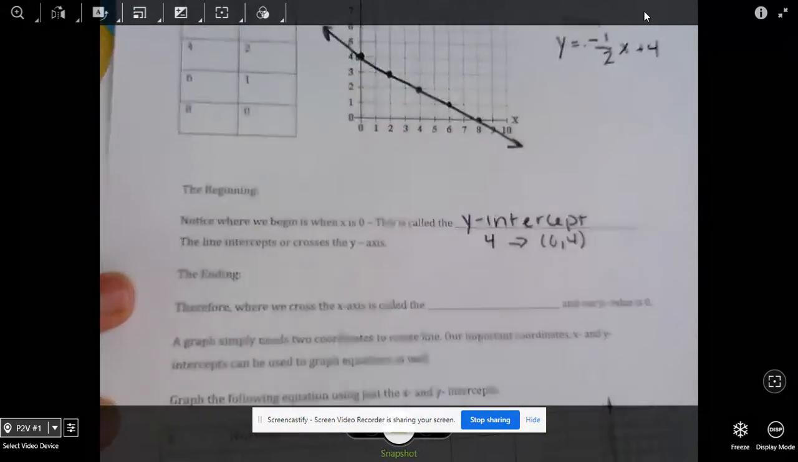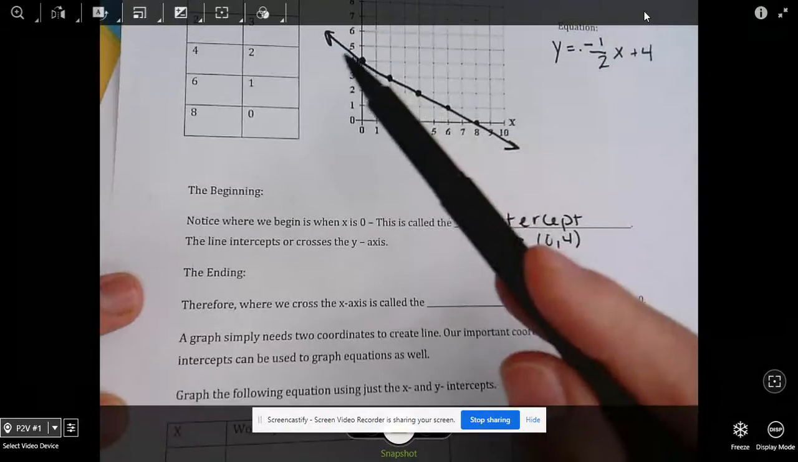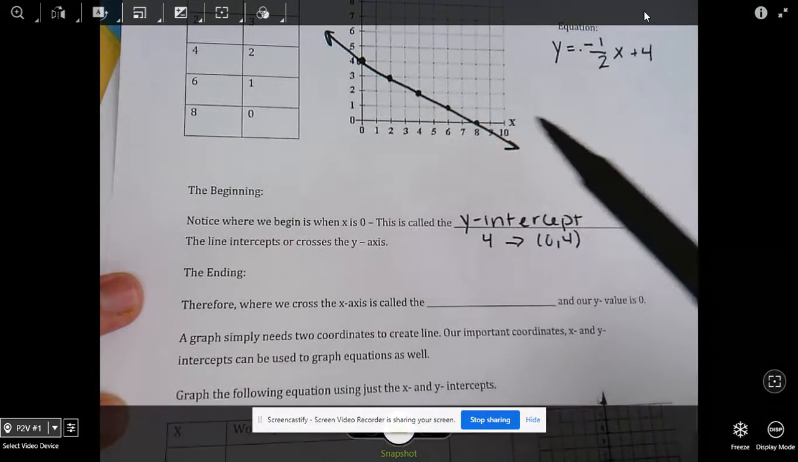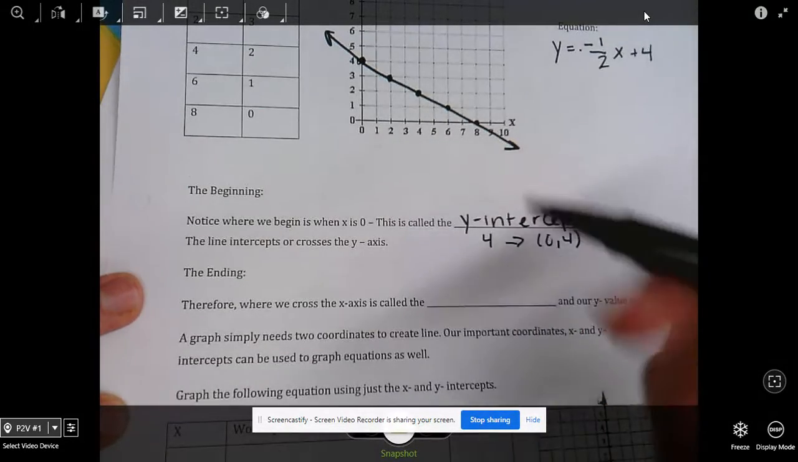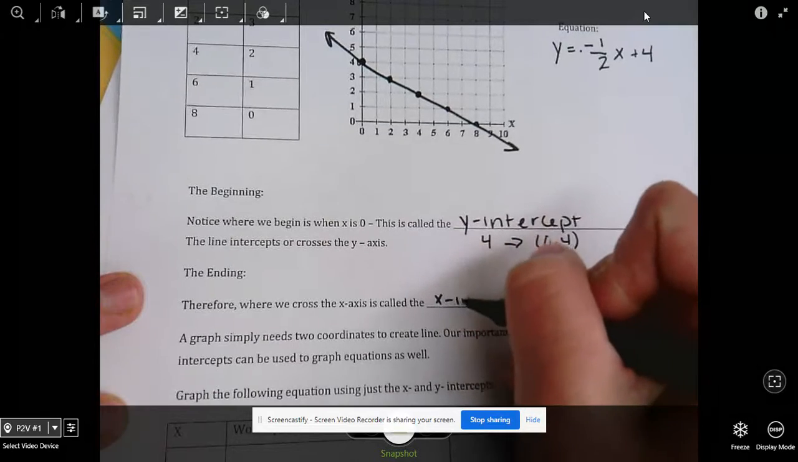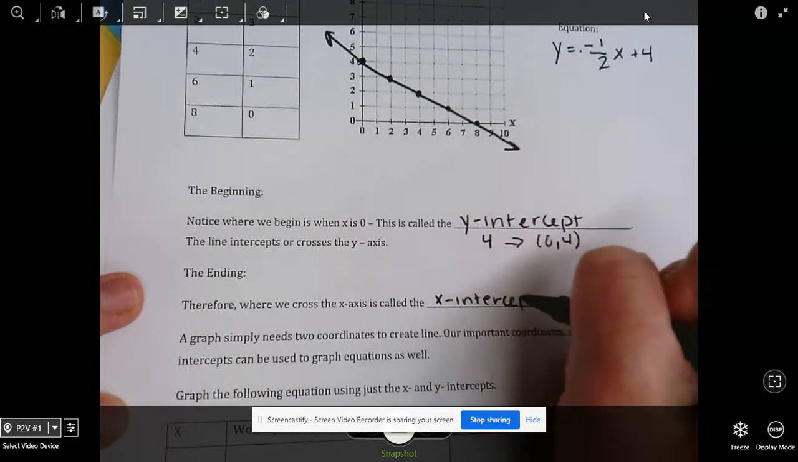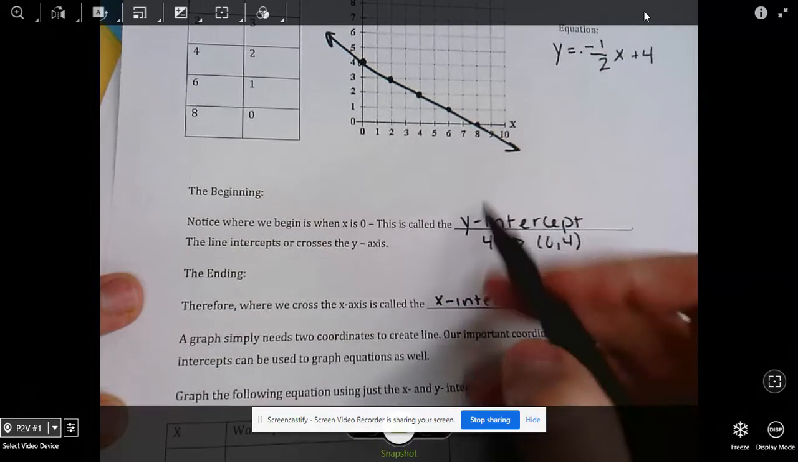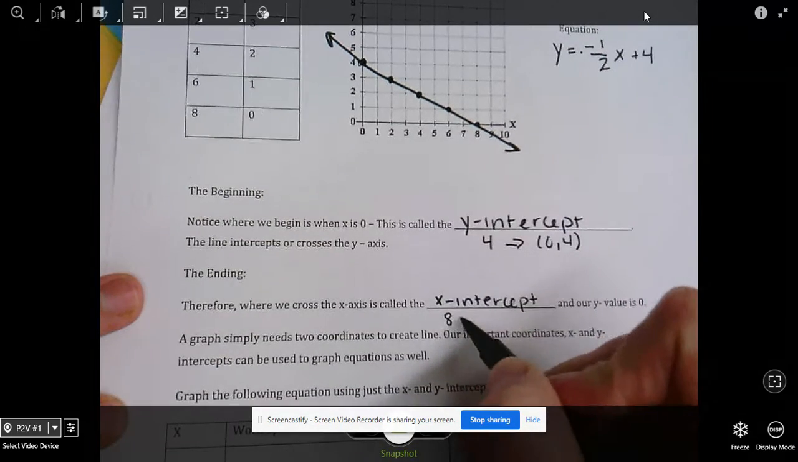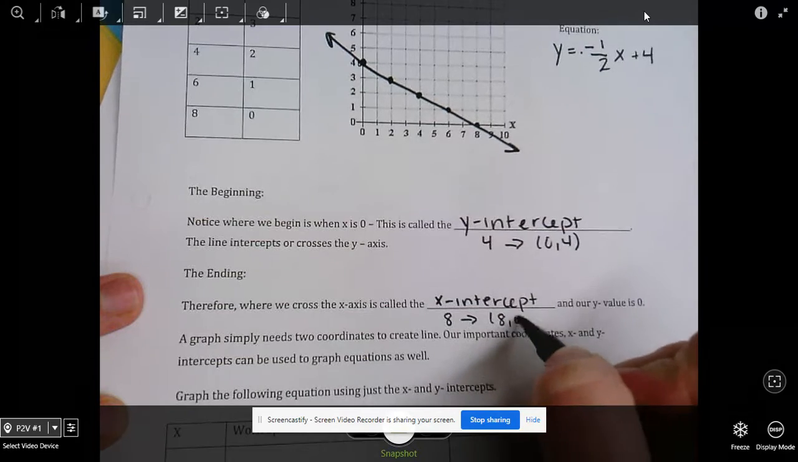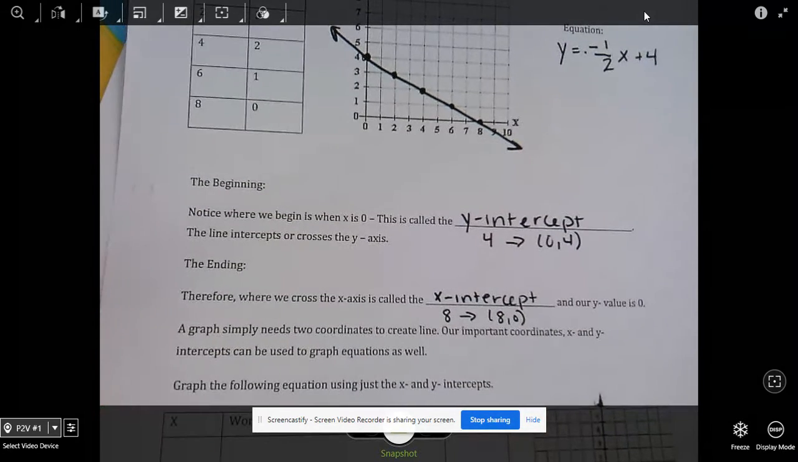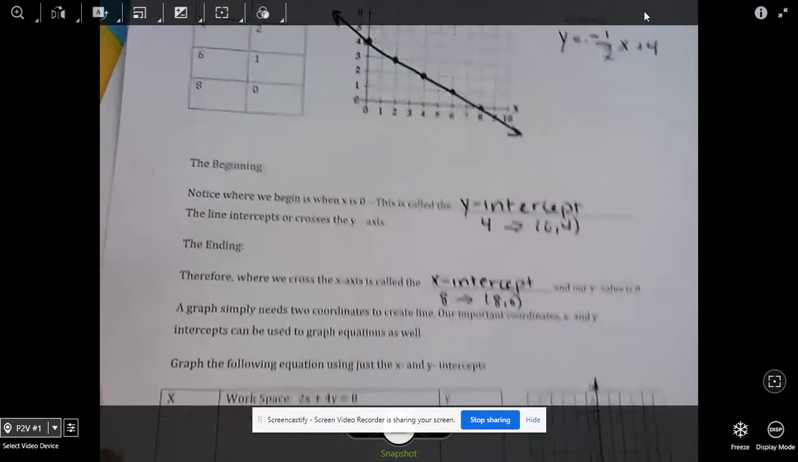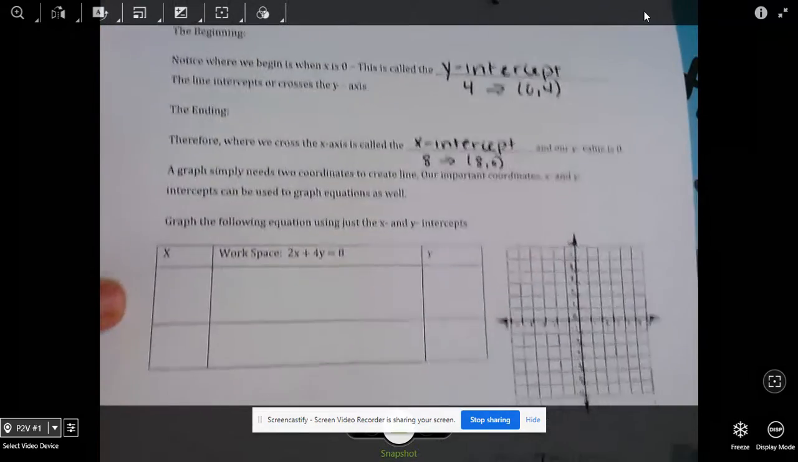The ending, therefore, when we cross the x-axis, is called the x-intercept. And our y value is 0. So when our x-intercept was 8, our coordinate was 8, 0. So zeros are beginnings and endings. A graph simply needs 2 coordinates to create a line. Our important coordinates, the x and y intercepts, can be used as those 2 points.